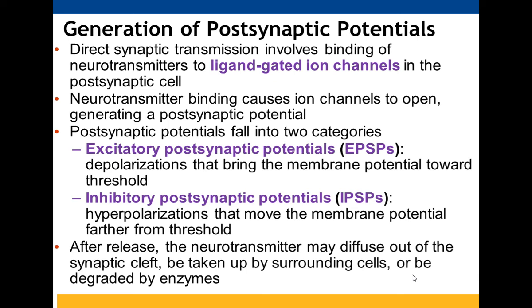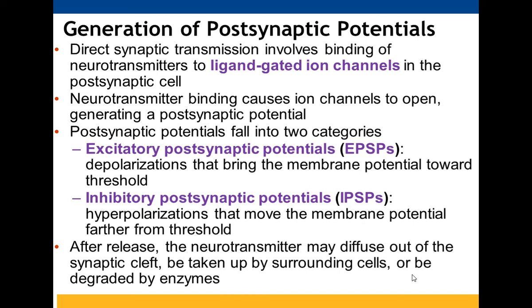So direct synaptic transmission is going to be binding those transmitters we talked about to the ligand-gated ion channels, which will generate postsynaptic potentials. And there's actually two ways you can have postsynaptic potentials. You can have excitatory postsynaptic potentials, EPSPs, ones that will help to get your membrane more towards the threshold. And you can have inhibitory postsynaptic potentials, IPSPs, which will move you further away from threshold, hyperpolarization.